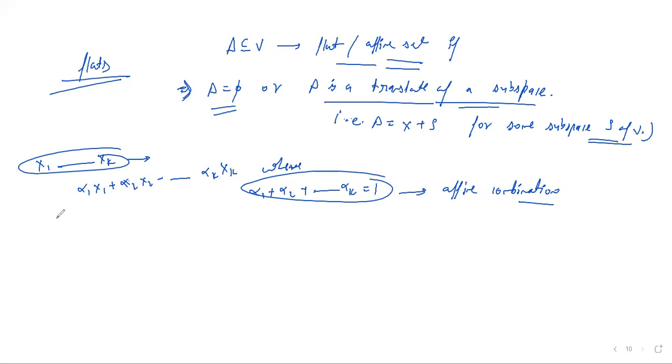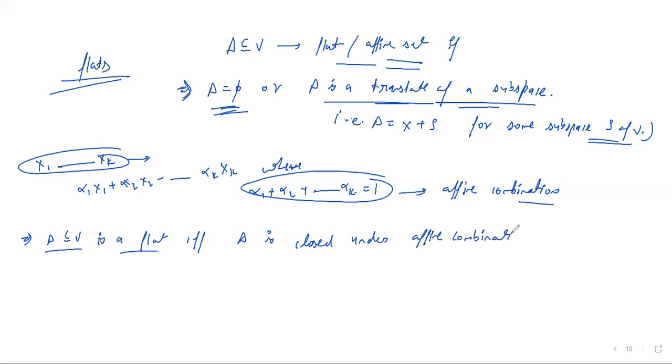So if I say that A, which is a subset of the vector space V, is a flat, what does it mean? It means that either A equals phi, or A is a translate of a subspace of V. Okay, if A is a flat, then A, a subset of V, is closed under affine combination. And we have defined the affine combination.